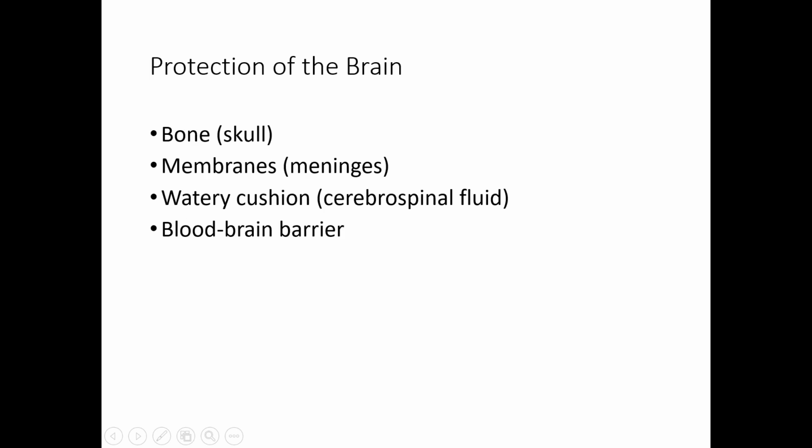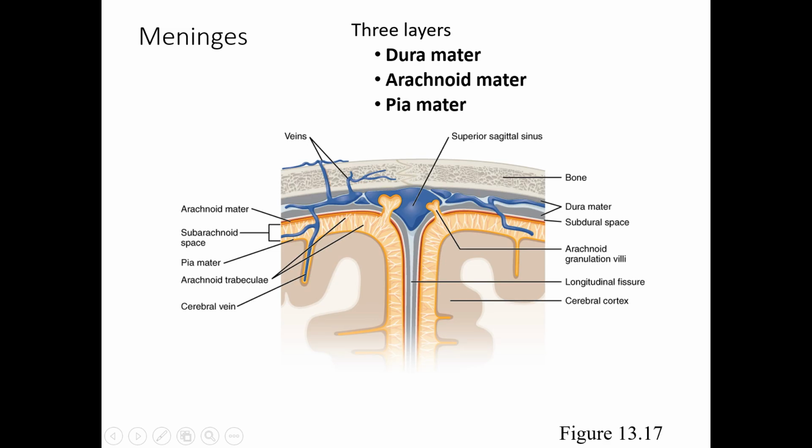Now we'll talk about protection of the brain. The outside protection would be bone, skull. Inside there will be 3 layers of membranes made of connective tissue, and they are called meninges. There is also cerebrospinal fluid that works as a watery cushion and blood-brain barrier. So 3 layers of meninges. That is brain. That's your gray matter of the brain cortex. Here it is. There is a bone, skull, and in between there are 3 layers.